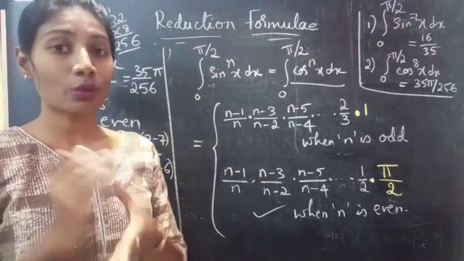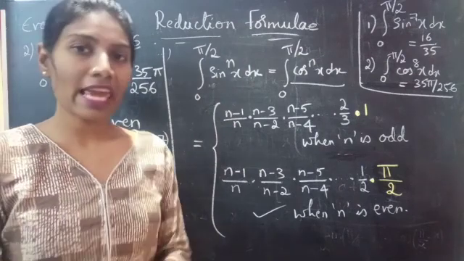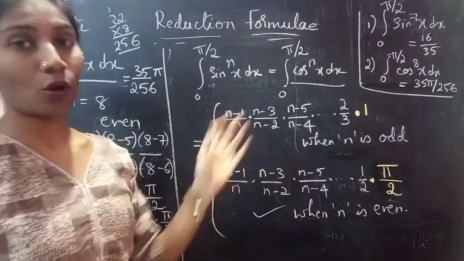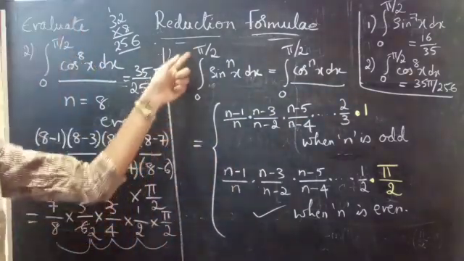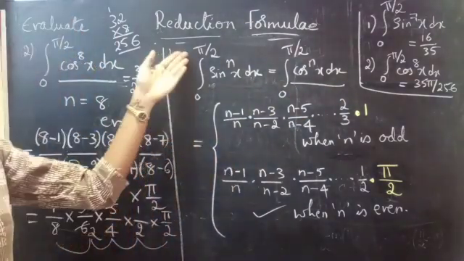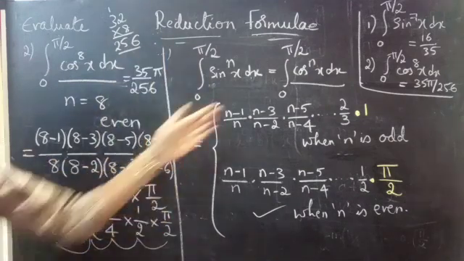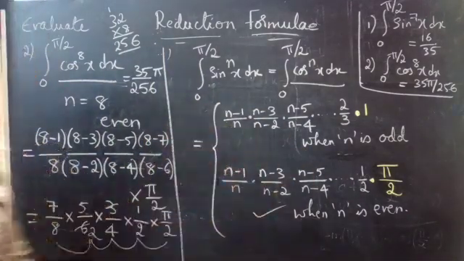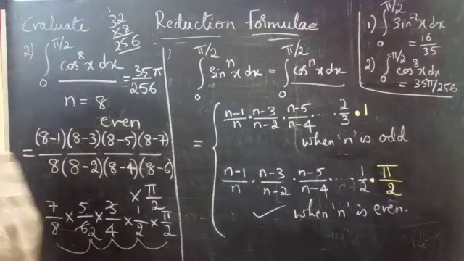Here we use the same formula for sine and cos functions, for both. And the integral limits must be from 0 to pi by 2. And this is the formula when n is odd and when n is even.